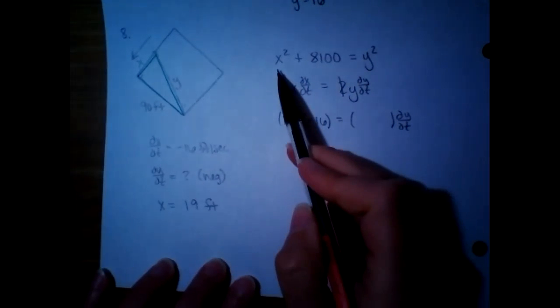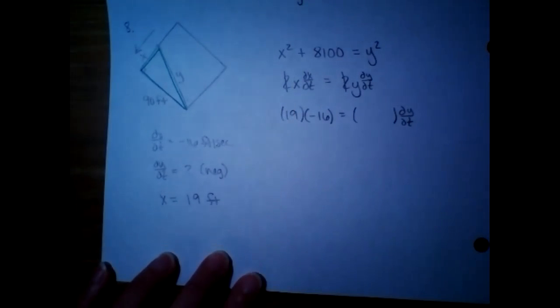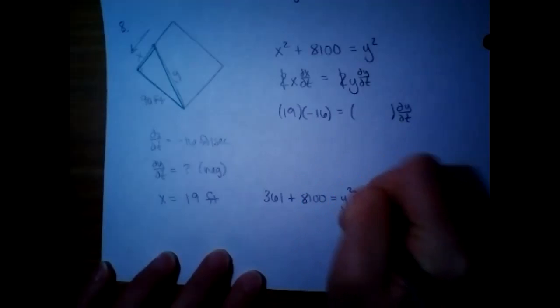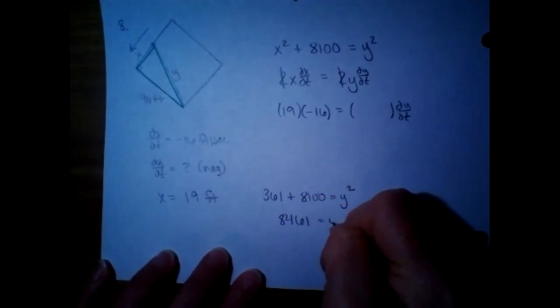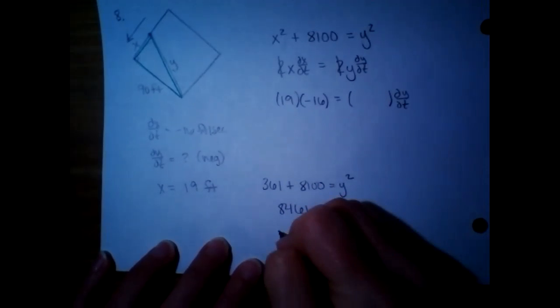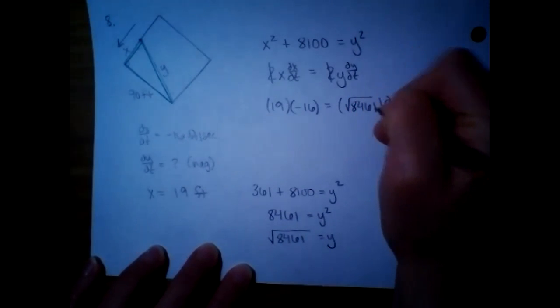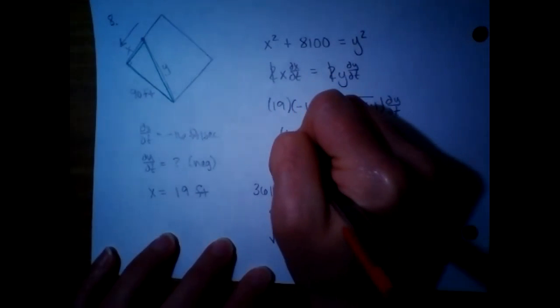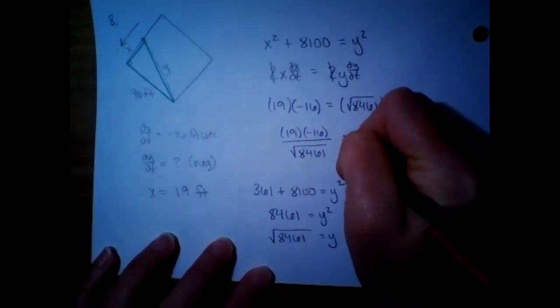So since we're missing that, we're going to go back to the original relationship and plug in 19 for x. I don't actually know 19 squared off the top of my head. 19 squared, 361 plus 8100 equals y squared. So that is going to be 8461, which is not a perfect square. So I'm just going to leave it as this square root. And so last step, you're just going to divide that to the other side. And units are feet per second.